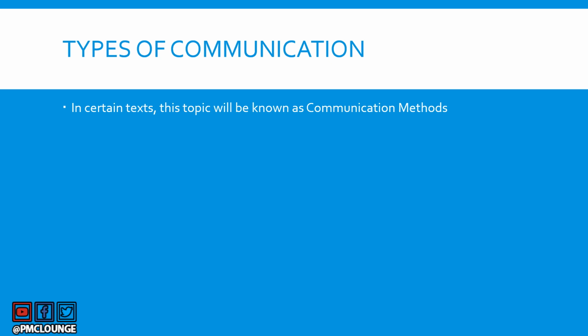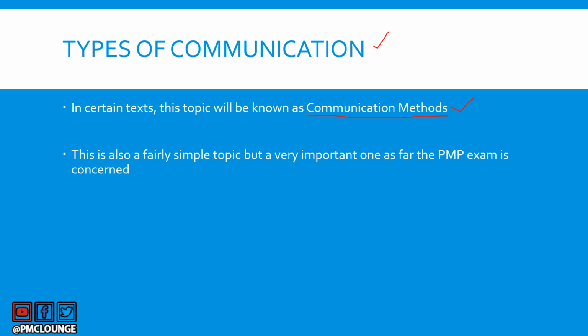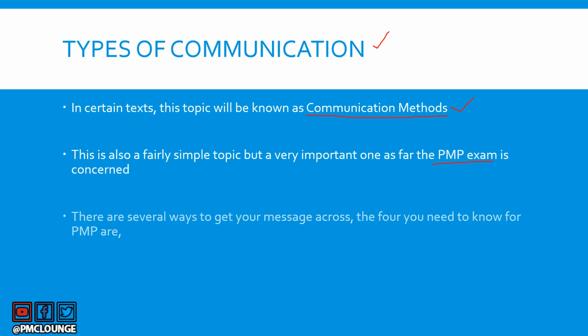So in certain texts, this topic will be known as communication methods. Now I'm telling you that you should be studying communication methods or types of communication, whatever text that you're reading. But these four you should definitely study because these are important when it comes to the PMP exam. And we are also going to look at some sample questions of sorts. I won't say multiple choice questions, but one-liner questions that are going to help you understand what kind of questions you can expect in the exam as far as this topic is concerned.